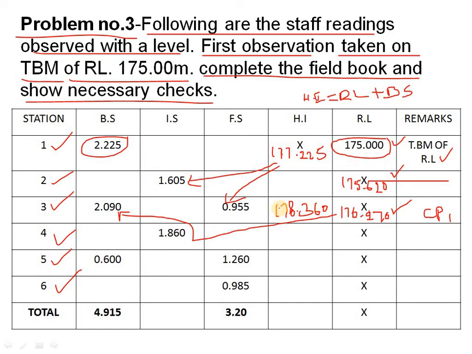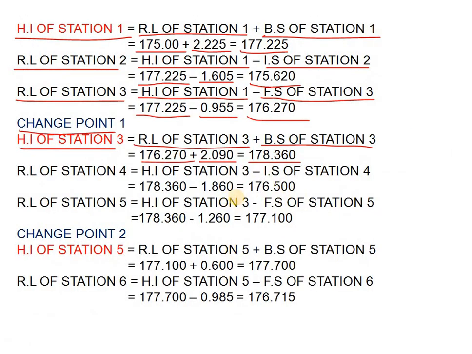178.360. So this point is called HI of station 3. Now let us calculate the RL of station 4. To get the RL of station 4, we have to do 178.360, and from this we have to subtract 1.860, that is station 4. So RL of station 4 is equal to height of instrument of station 3 minus intermediate sight of station 4. So this is 178.360 minus 1.860.